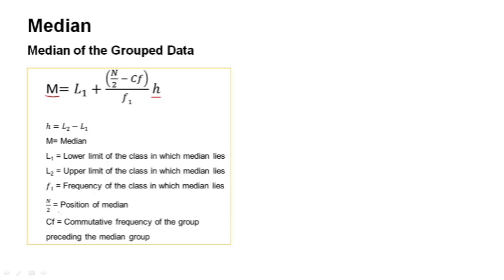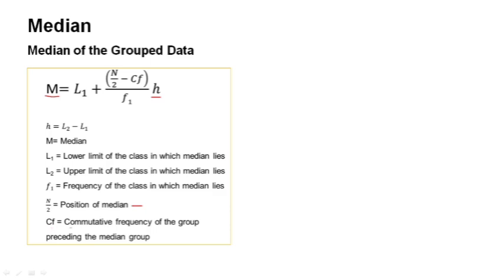So n by 2 is nothing but the position of the median. You might have observed that first we have to locate the median class, then only we can find out the lower limit, upper limit, and frequency of the median class. The median class is determined by using this formula, that is n by 2, the position of the median. Okay, so in this class the median will lie.